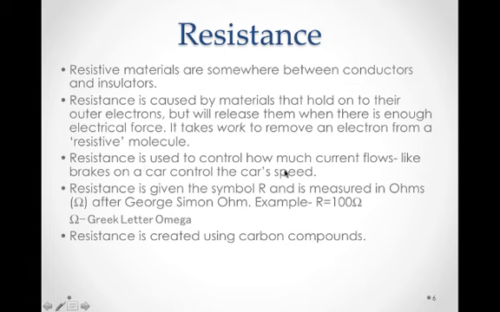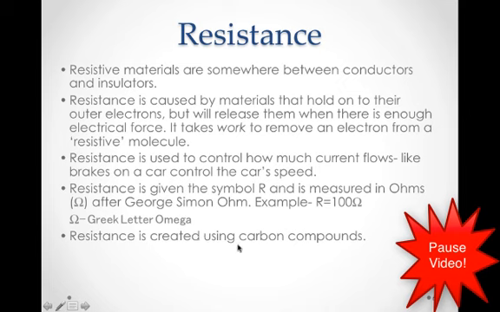Resistance is used to control how much current flows, like the brakes on a car control a car's speed. Resistance is given the symbol R and is measured in ohms, given the Greek letter omega here, after George Simon Ohm. For example, R equals 100 ohms. Resistance is created using carbon compounds.